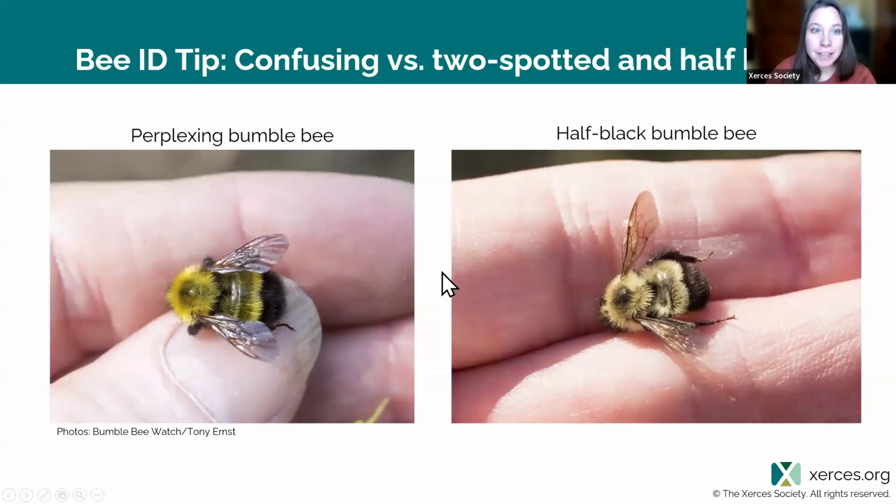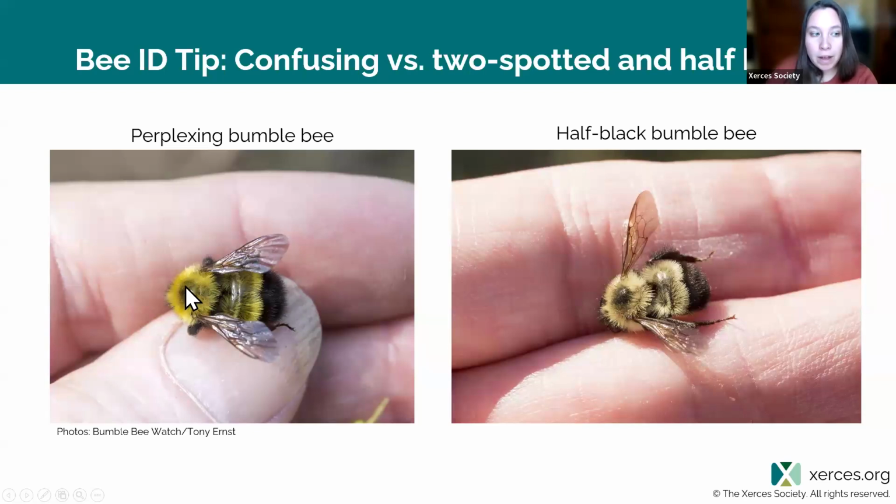It can also be easy to confuse Bombus perplexus with half-black bumblebees. The things to look out for there are, once again, the hair colors underneath the wing joints. It's a little hard to see from this picture, but this perplexing bumblebee has dark hairs underneath the wing joints. And then when we compare that to the half-black bumblebee, we see that it has light hairs underneath the wing joints.